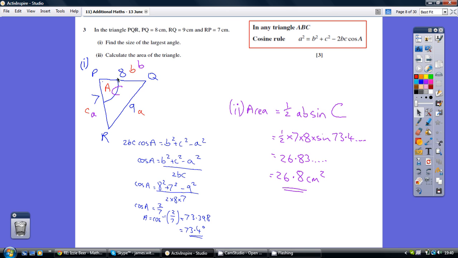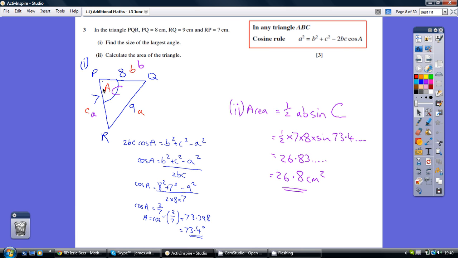Now if you think about it, the biggest angle is when you're going to have the biggest side opposite you, so it's sort of stretching the two smaller sides out as far as possible. So I think we can see that the biggest angle is going to be here, which I've labelled A.